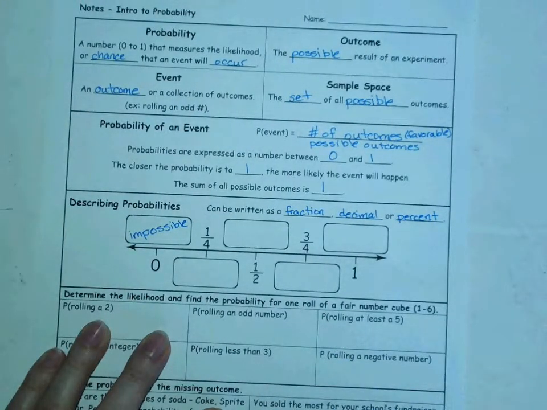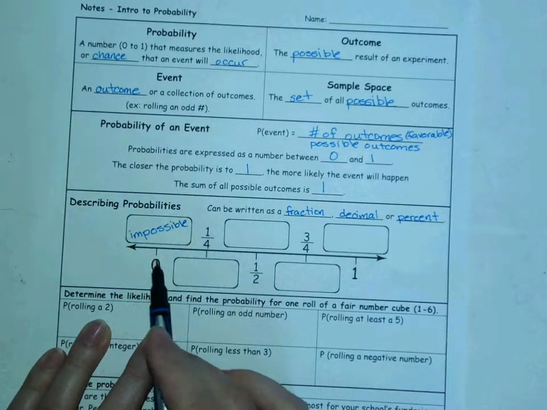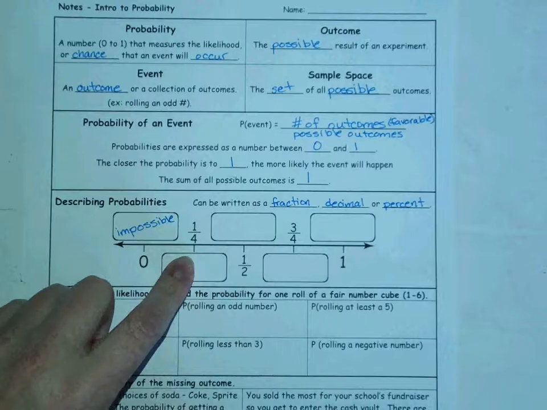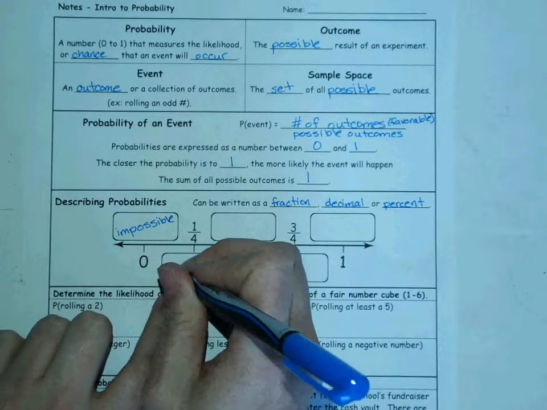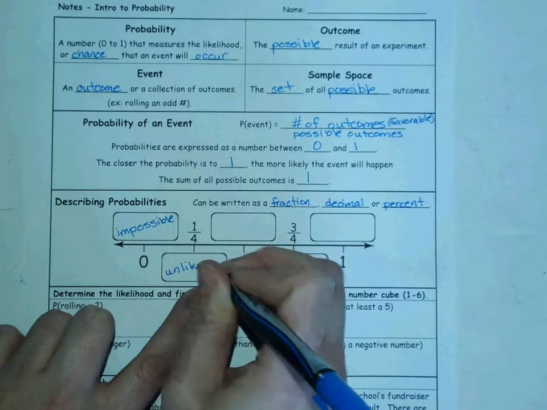So again, back to a number cube. If I was rolling a number cube and I was looking for the probability of rolling a 7, that's not possible, so it would be 0% chance that it would happen, or it'd be 0. The next one, we're looking at 1/4. 1/4 is pretty close to that 0. That means that if something has like a 25% chance of occurring, it's unlikely.